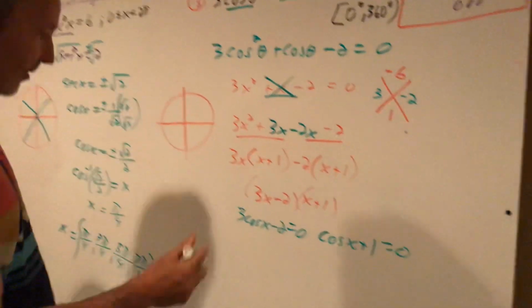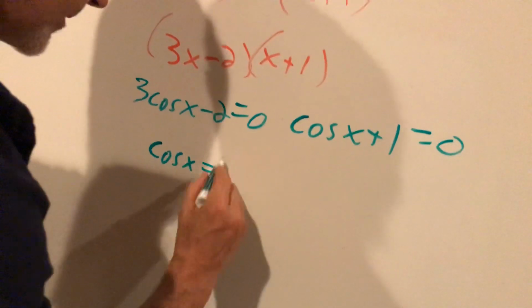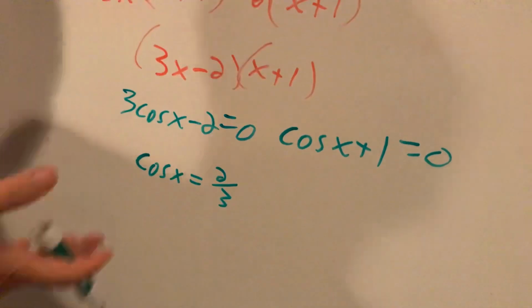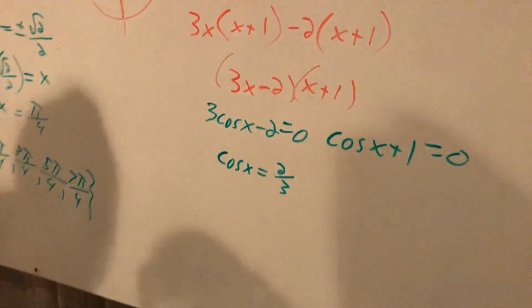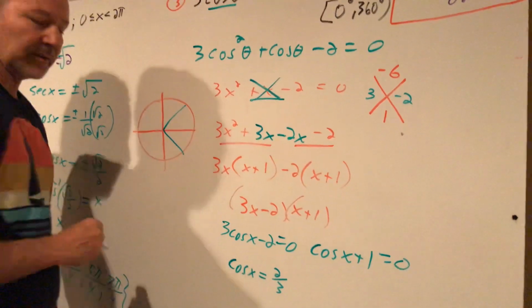So the first one, I'm going to add 2 and divide by 3. Cosine of x equals 2/3. That's one I don't know the value of, so I'm going to have to go on my calculator and get that. For cosine to be positive, I'm going to want it to be over in these two values.